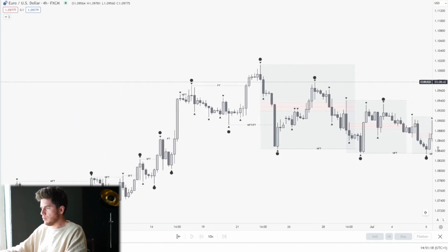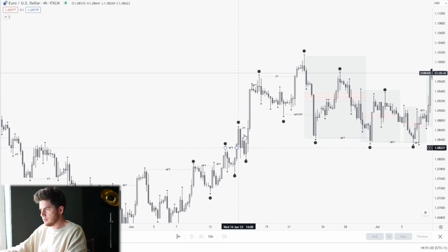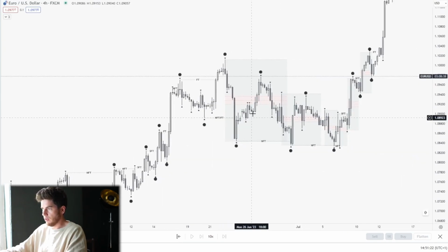So as momentum is to the upside, and the assumption that price is going to continue with that momentum, we are not looking for counter NFT sells in premium, right?